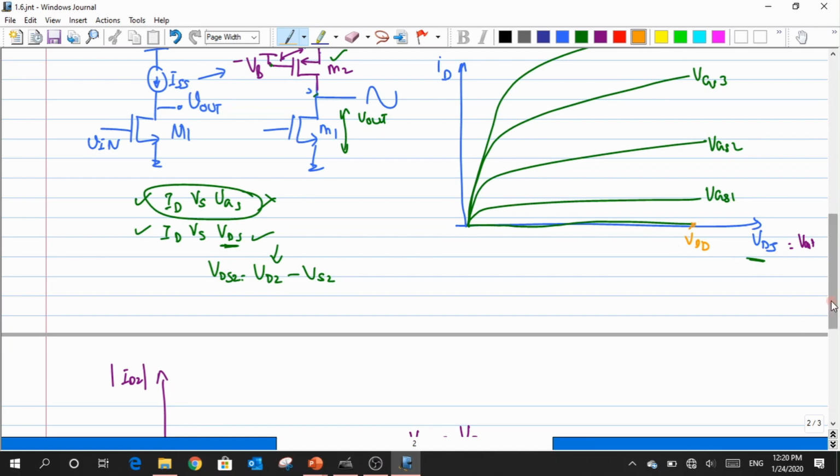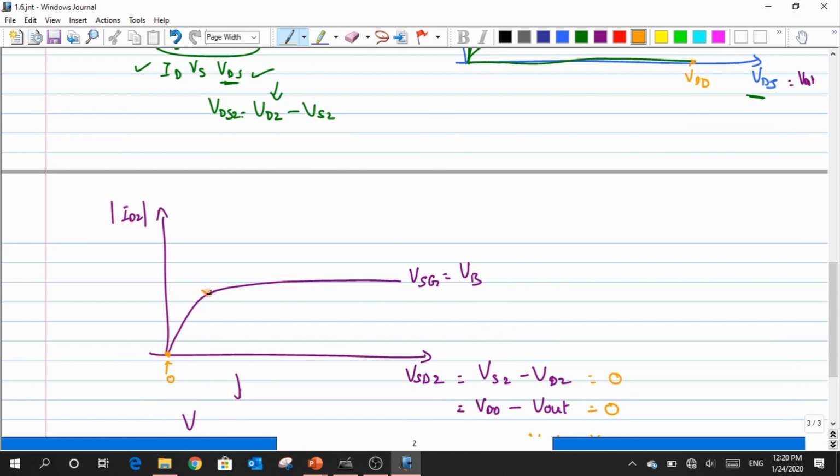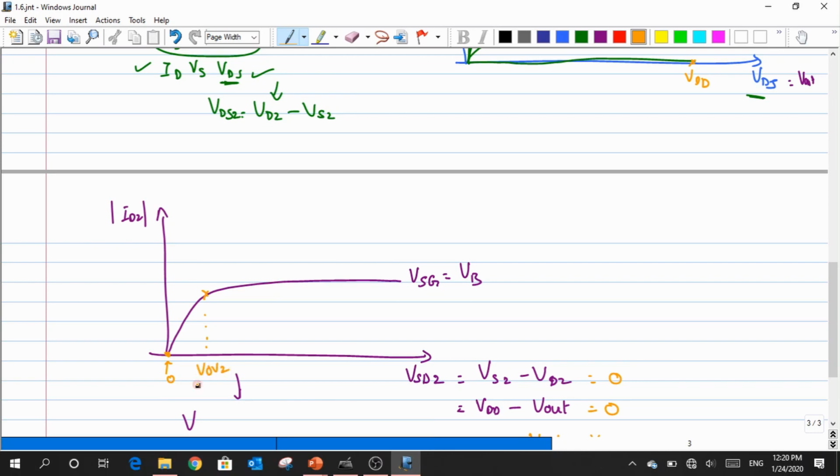So now that I've picked my 0 point and translated it onto this graph, let us pick this particular point where I'm at the edge of saturation. Let us take it as VOV2. Okay, am I right? So what is my VOV2 here? Yeah, it is VGS minus VT, right? So it is nothing but VB minus the modulus of VTP. That particular point I want to translate onto this graph.